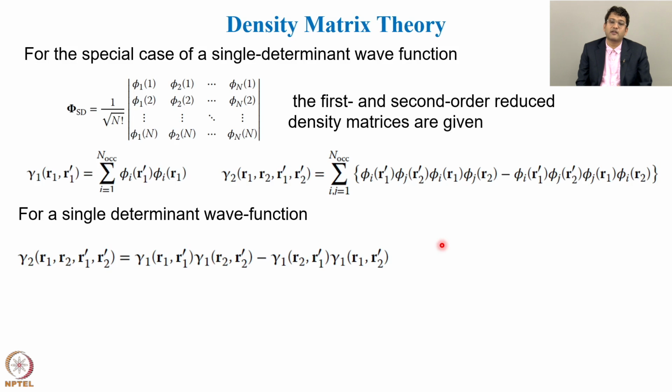So, this is a special case for a single determinant wave function. Remember, this cannot be done when the wave function is not a single determinant. For any correlated method, this relation cannot be used. Why? Because when I go from the two body reduced density matrix to the one body reduced density matrix, I am integrating out the coordinate R2. That means I am doing a reduction of the information. So, there is no unique way of going back from gamma 1 to gamma 2 for a general wave function. For a single determinant wave function, you can do that.